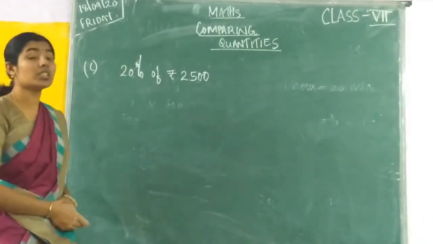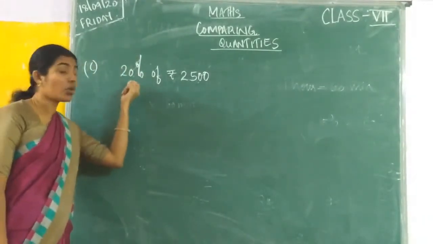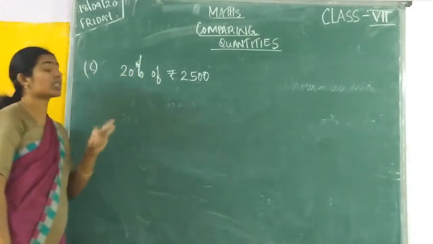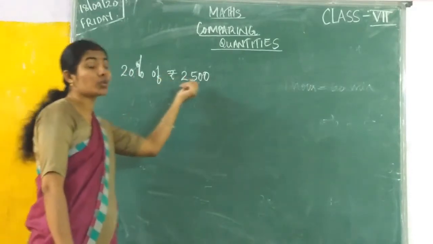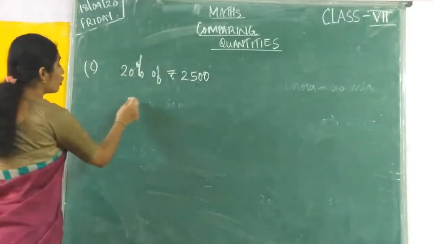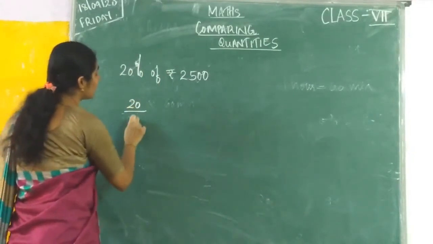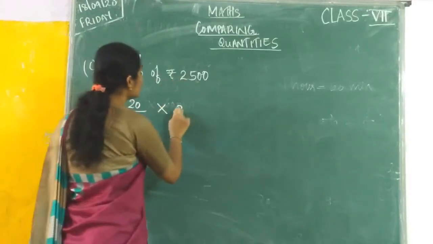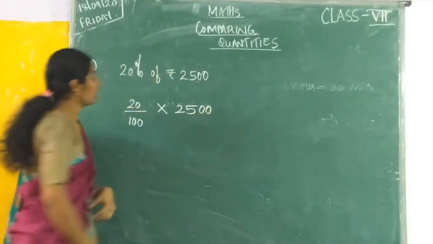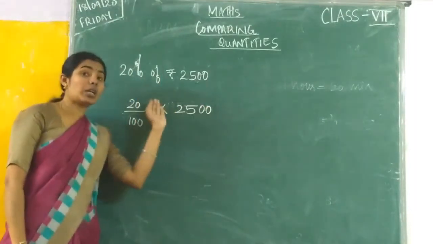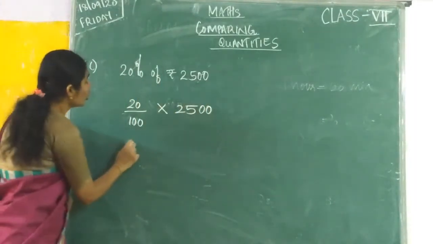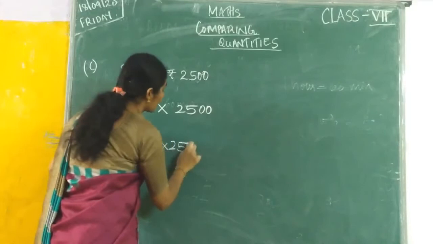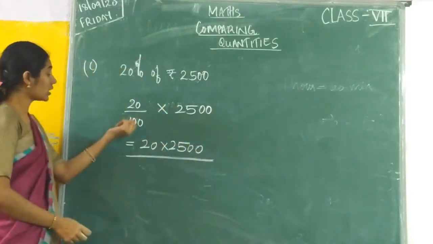See the next question. 20 percentage of rupees 2,500. 20 percentage of rupees 2,500. 20 percentage, what can you write? 20 by 100. "Of" means multiply it with the 2,500. So what is that? One fraction you are multiplying with one whole number. So what should you do? Numerator 20 you should multiply with the whole number. What is the denominator of the fraction? 100.